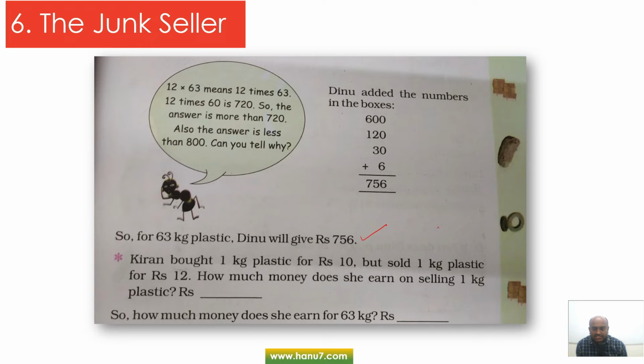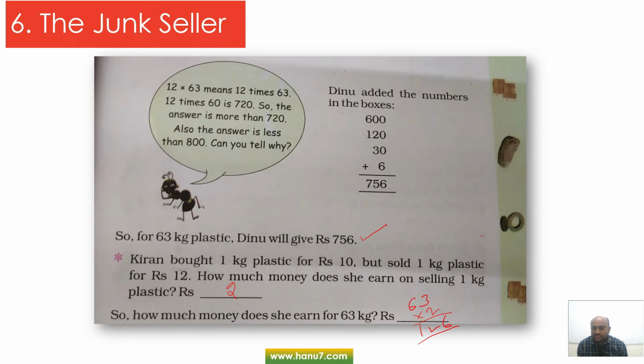Kiran bought 1 kg plastic for 10 rupees but sold 1 kg plastic for 12 rupees. How much money did she earn on selling 1 kg? So 10 rupees per kg she bought, and she is selling at 12 rupees. So she is getting 2 rupees as profit. And how much will she get for a total of 63 kgs? You have to multiply again, 63 into 2. The answer is 126. 3 twos are 6, 6 twos are 12, 126.